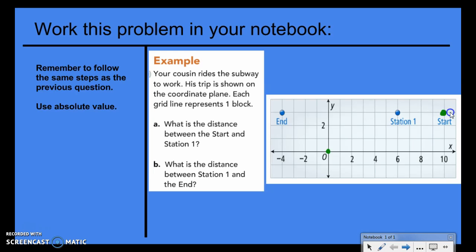Okay? And here's a quick hint, just so you guys know. When the 2 points that you're measuring the distance between are in the same quadrant, you're going to subtract the difference. So both station 1 and the start are in quadrant 1. So this is going to be a subtraction problem. You can do 10 minus 6, and then I'll tell you the distance between station 1 and the start. Okay, just 4 units.